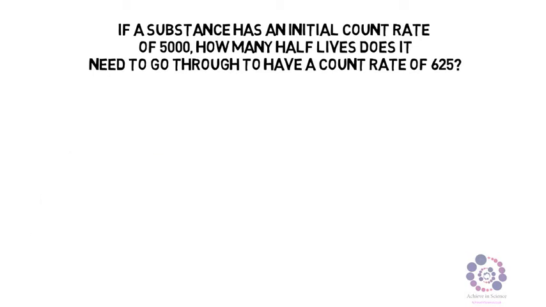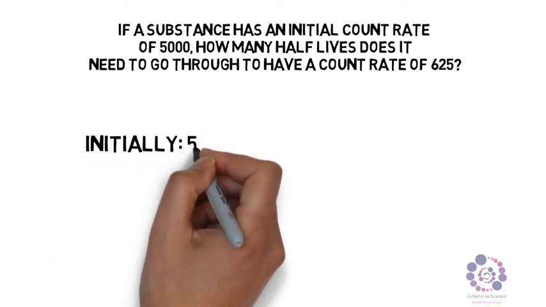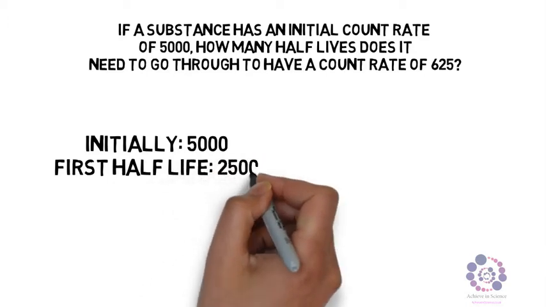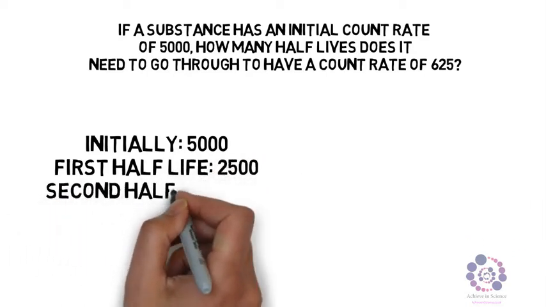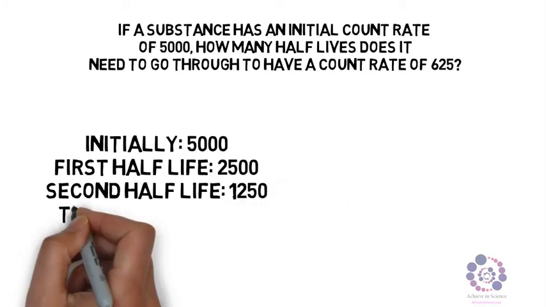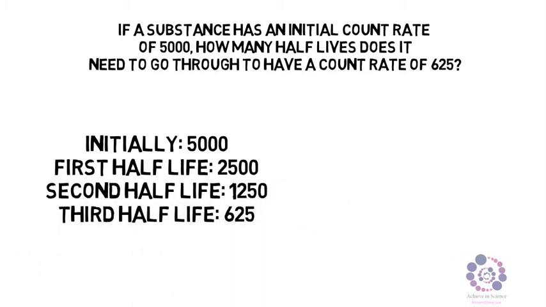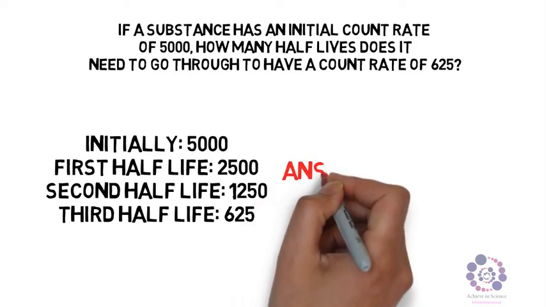So it says initially you start at 5,000. After a first half-life then, where it halves, it will become 2,500. After a second half-life, it will become 1,250. After a third half-life, it will become 625. So therefore, this is an example of 3 half-lives.